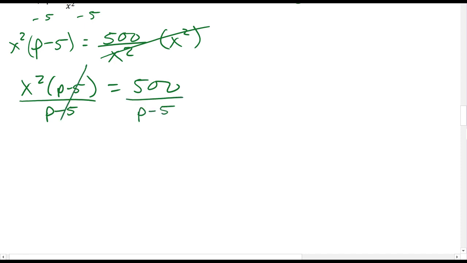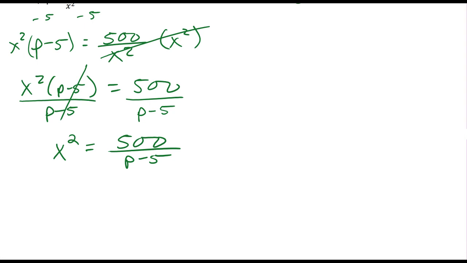And on the left side, we are left with x squared equals 500 over P minus 5. And there's one last step. We have an x squared, but to get an x, we need to take a square root. So we're going to square root both sides, right?